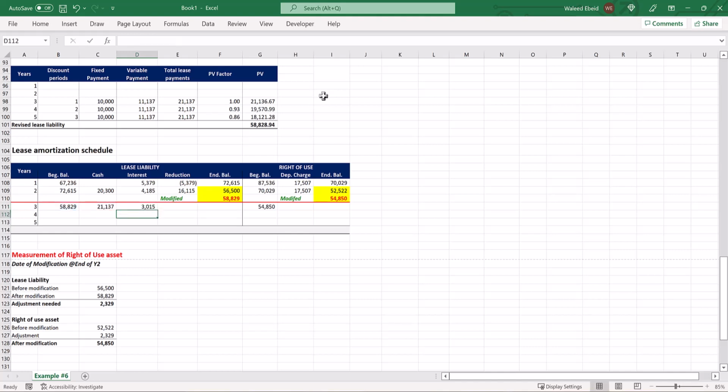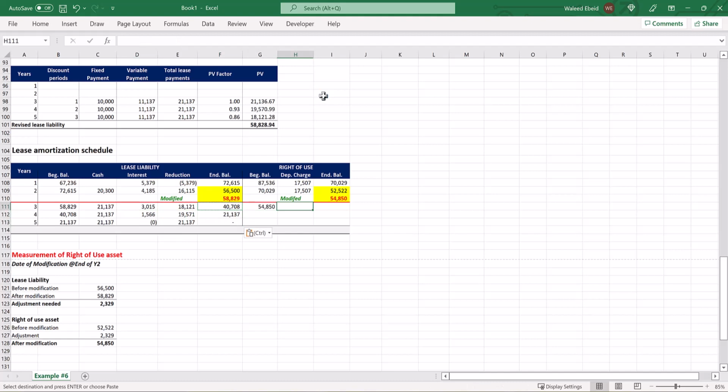The reduction in the lease liability, then the ending balance of the lease liability for the third year. By completing the schedule, we reach a zero balance for the lease liability at the end of the fifth year.